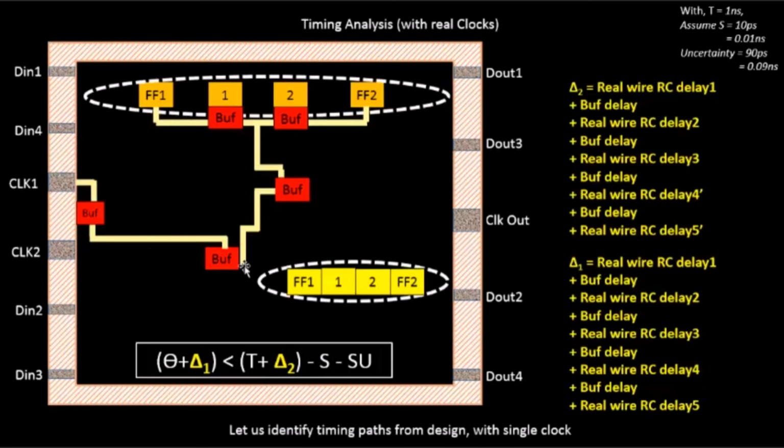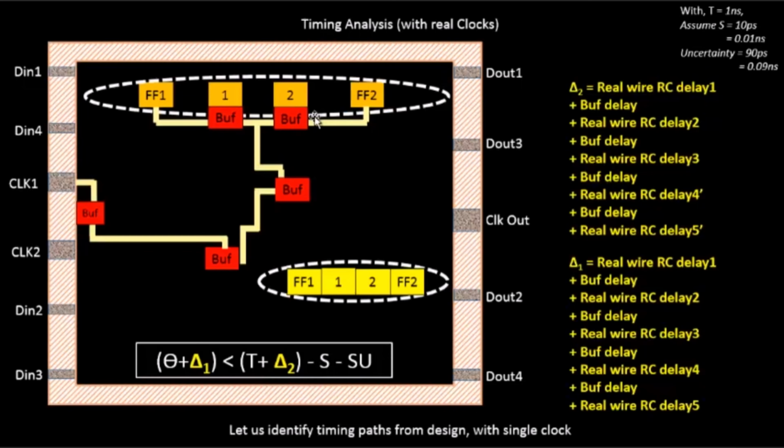So delta 1 looks like this. It's the real wire RC delay of this particular wire plus the buffer delay plus the real wire RC delay plus again the buffer delay and so on, until it reaches the flip-flop 1 clock endpoint. Similarly, delta 2 is the real wire RC delay plus the buffer delay plus the next real wire RC delay and so on, until it reaches flip-flop 2.